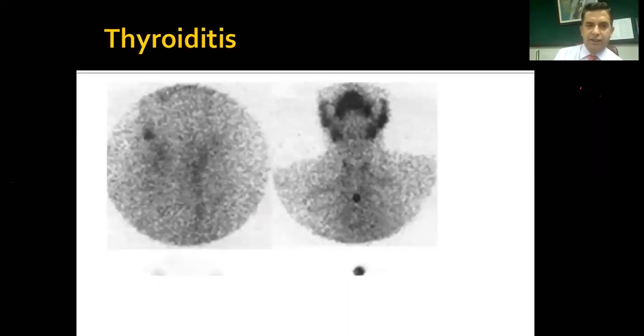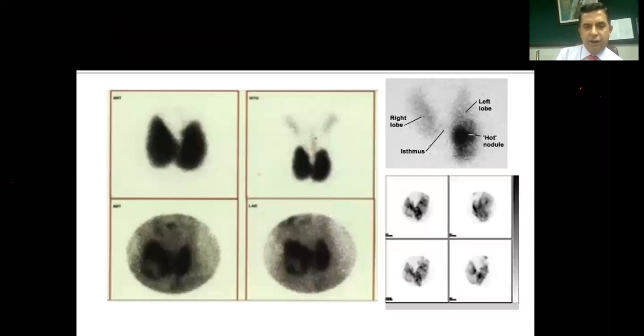This is another case of thyroiditis, and these are some more large diffuse toxic goiters. This is another large diffuse one. You can see a small pyramidal lobe. This is another hot nodule. These are multiple cold nodules. This is another cold nodule right there.